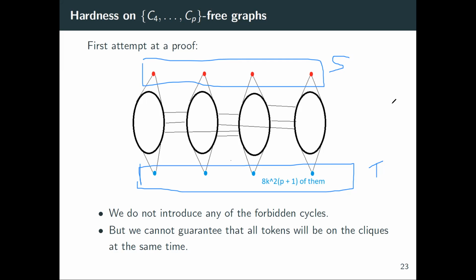But unfortunately, in this case, we definitely cannot conclude that, because each red token can slide independently here and then here, and then the next one can follow, etc. So you need some way of forbidding these tokens to behave freely. We want to ensure that they will all be inside the cliques simultaneously, and we will be done. And notice that we're going to have 8k squared times (2p plus 1) tokens, right? One for each clique, and 2 universal vertices for each clique.